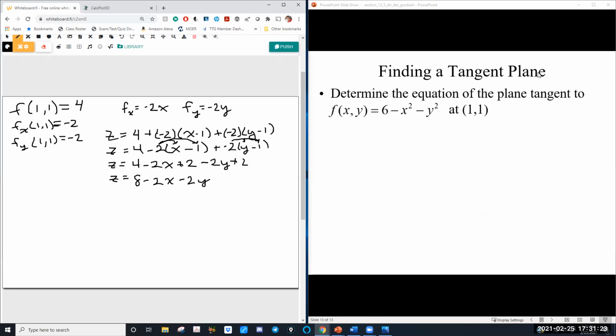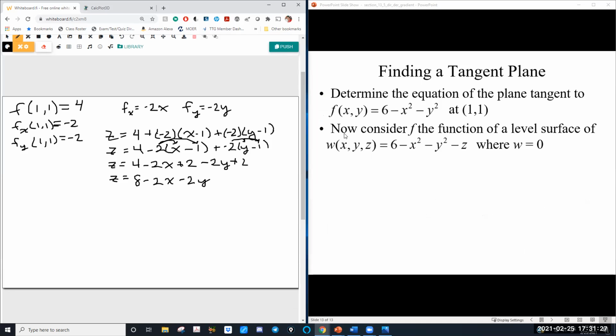All right, now here's why we're doing this. Let's pretend that f is a level surface of a function of 3 variables. So what we do is we replace the f of (x, y) with a z and then subtract the z over to the other side. That's where this minus z is coming from. It's a cool little trick that sometimes is useful. So now we've got a function of 3 variables, but we're just going to be looking at one of its level surfaces, and we can look at any level surface we want. 6 minus x squared minus y squared minus z is the level surface for w equals 0. So that is basically the same as our function. It's just now we're looking at it as a level surface.